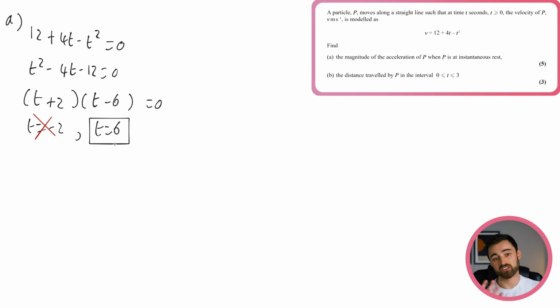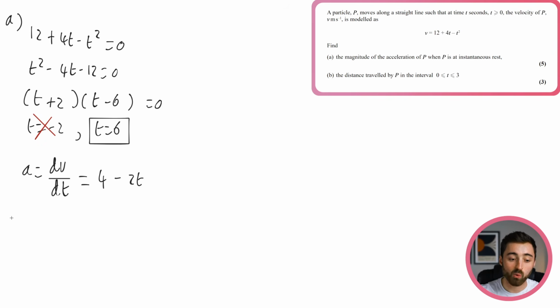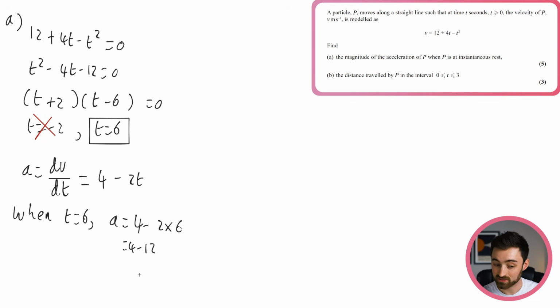I now need to get the acceleration function. And as I said before, the acceleration is the rate of change of velocity. It tells me how my speed is changing. So acceleration is the derivative of the velocity with respect to time. All I need to do is differentiate this function. 12 goes to nothing, 4t goes to 4, minus t squared goes to -2t. So when t is 6, my acceleration is going to be 4 minus 2 times 6, which is 4 minus 12, which is -8 m/s^2.